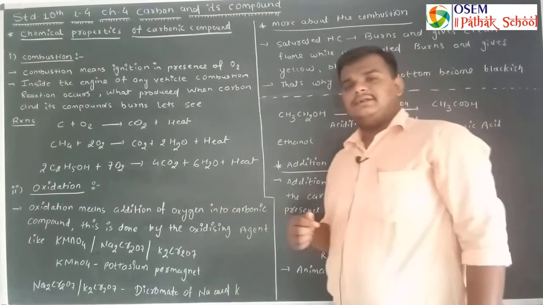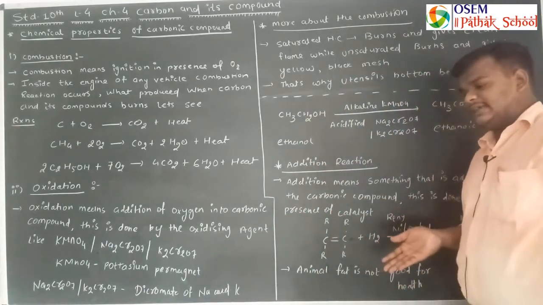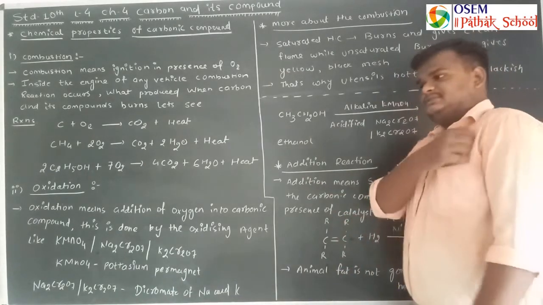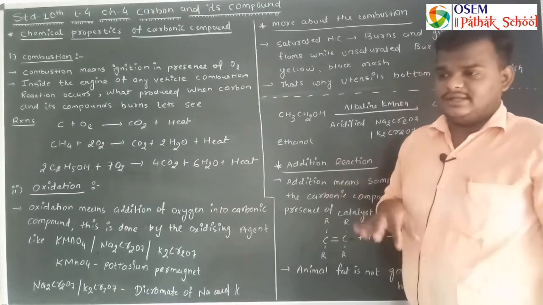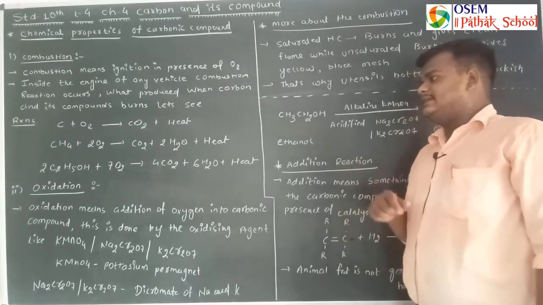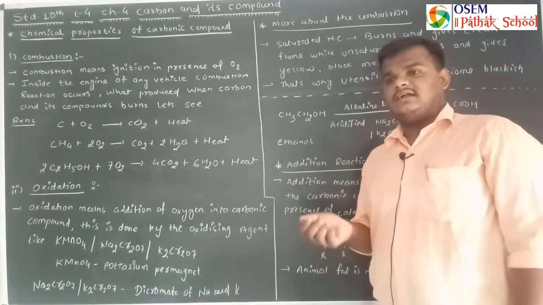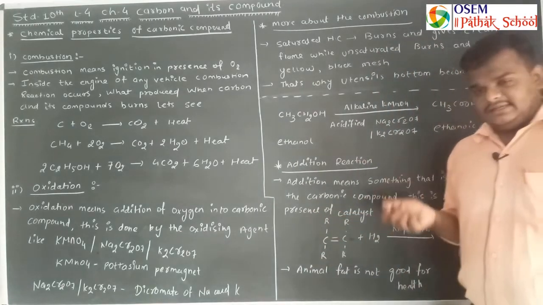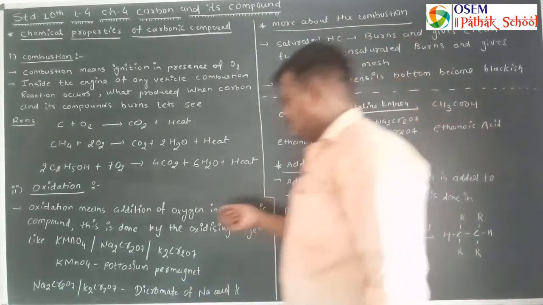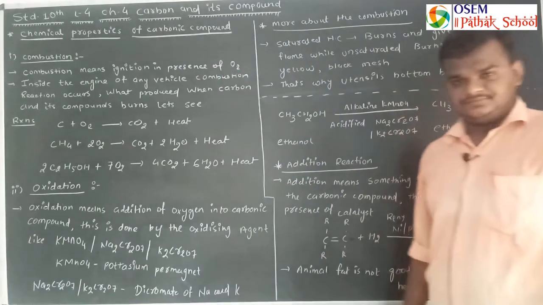Now the second property is the oxidation reaction. When oxygen is added to any carbon compound, what happens, how is oxygen added, what type of reactants are required, what type of catalyst is required, that we will discuss in this topic, the oxidation of carbon compounds.